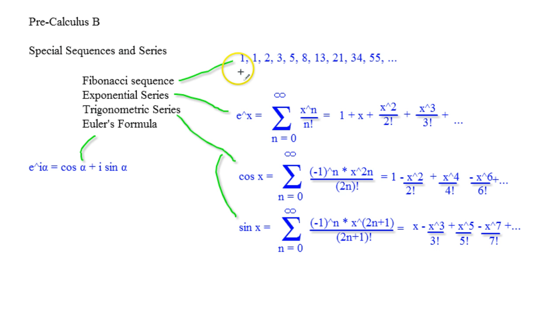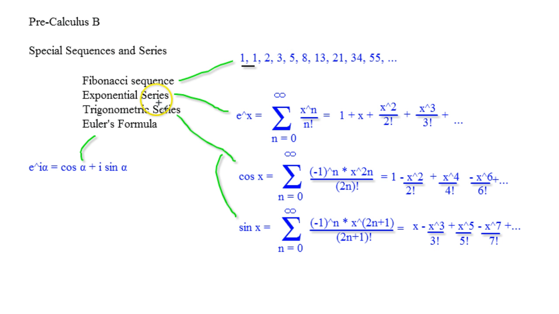Once again, the infamous sequence where you start with 1 and 1. Well, actually, technically, you're starting with 1 and 0, and then you just add them up to get the next subsequent term. So 1 plus 1 is 2, 1 plus 2 is 3, 2 plus 3 is 5, 3 plus 5 is 8, and you just work your way up.